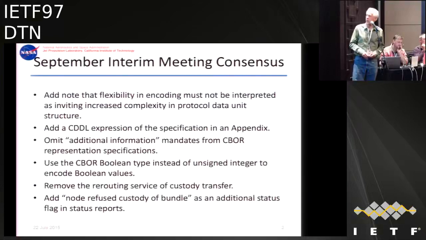Oh, and then going along with that, the idea of replacing essentially the rerouting service with an additional status flag saying the node refused custody of the bundle. As it turns out, as I was going through the text, it was easier to do that, and made more sense to do that in my mind, in the first flag in the status reports rather than an additional status flag, but it comes to the same thing. And next slide.